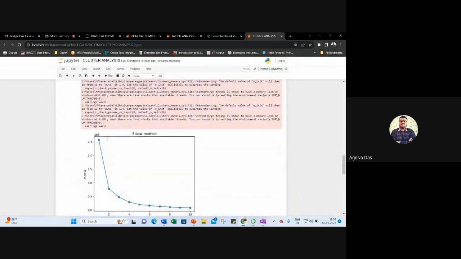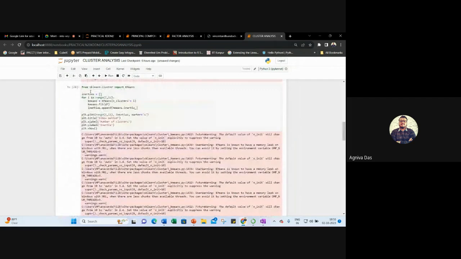All right. Now, after I have done this, what I have done is, for each of these cases, these inertias, I have plotted them.